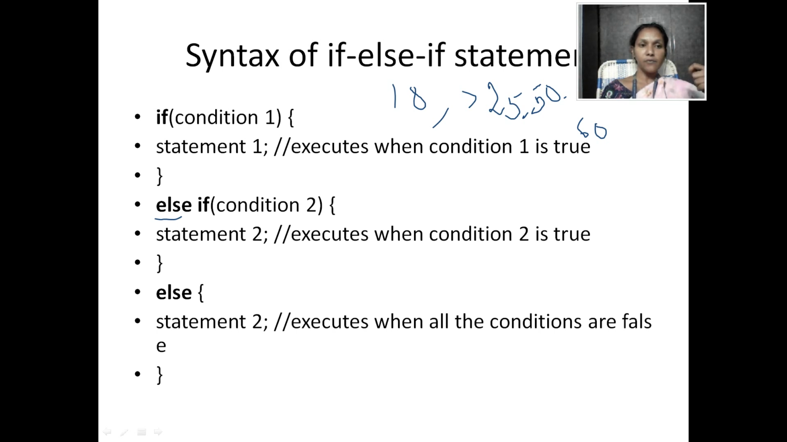What is that? If of condition 1, statement 1 executes when the condition 1 is true. If the condition is false, it will go to the next condition. Then statement 2 is executed. And here you may supply any number of else conditions. And finally, if all those conditions are false, the default else statement executes. Observe the syntax.